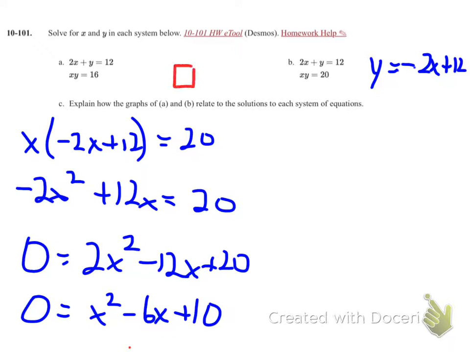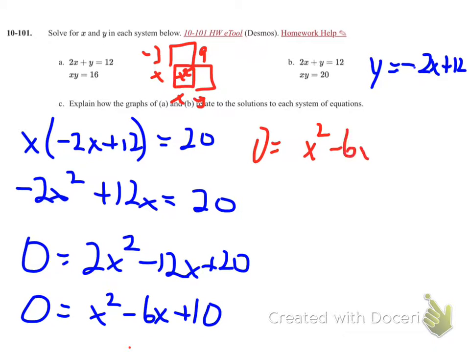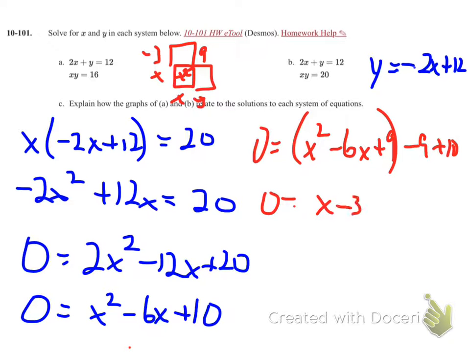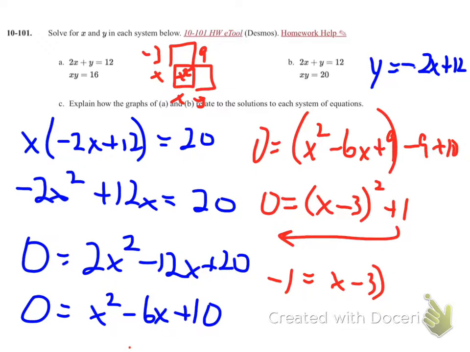So I would be making an x squared with side lengths of x and x. I would have negative 3x's on both sides, and I would be adding 9 to complete that square. So I would have 0 equals x squared minus 6x plus 9 minus 9, because that's balancing it out, and plus 10. That is the square. So I have 0 equals x minus 3 squared plus 1. Moving the 1 to the other side, I now have negative 1 equals x minus 3 squared.